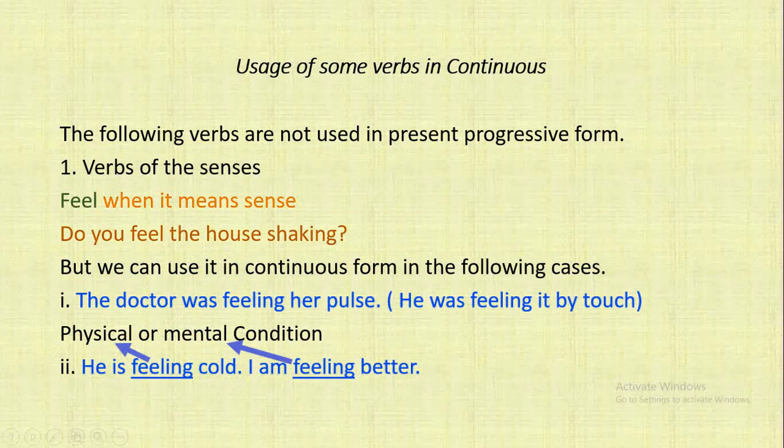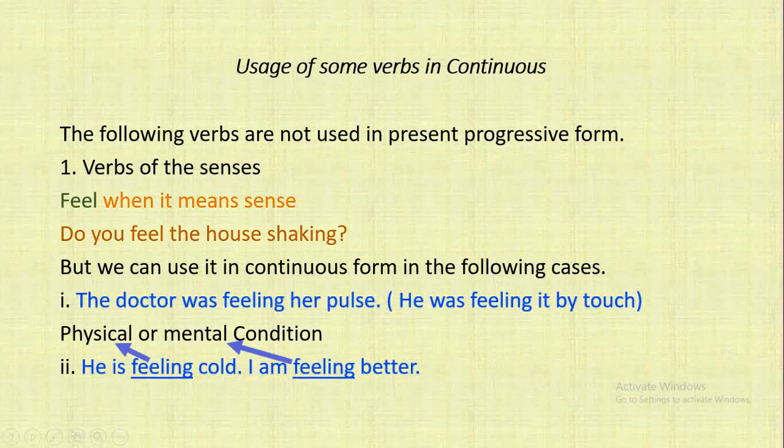There are certain verbs which are not used in present progressive tense, so we have to be careful. But in some ways there is a possibility. Let me tell you how it is possible to use them and how it is not. Like what? Look at the word feel. When it means sense, for example, when you sense something: do you feel the house shaking? It means he is asking, do you sense it or not? So you have to say it in present simple tense, not in present progressive, because the word feel here is in present simple tense.